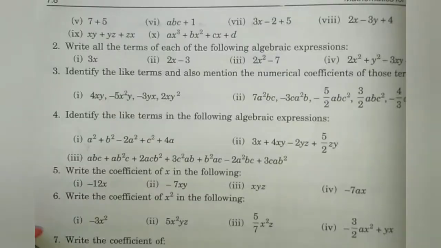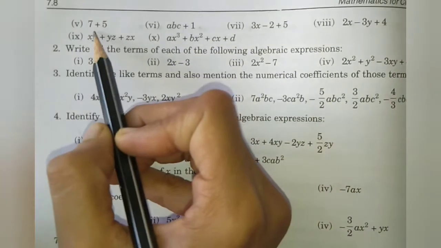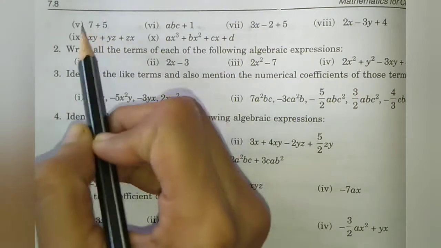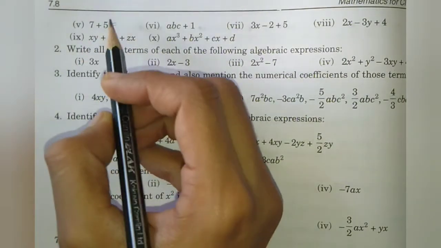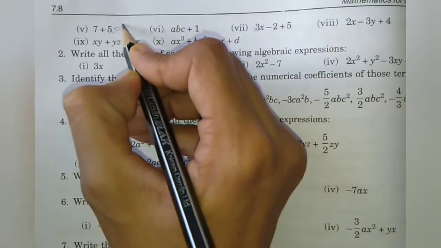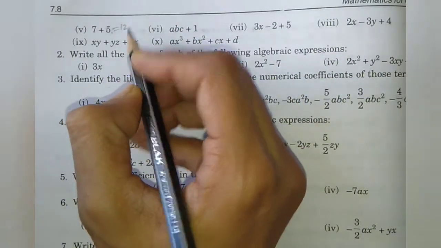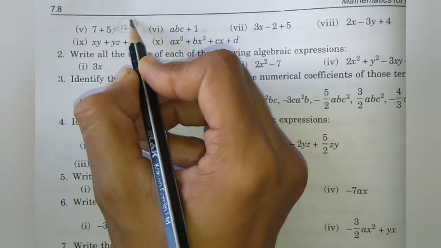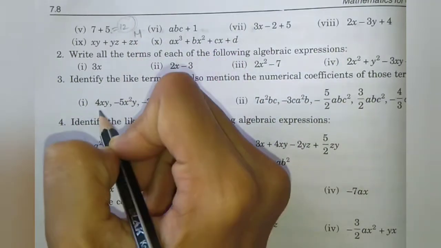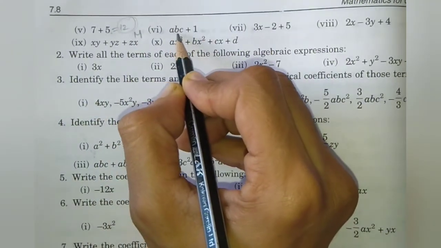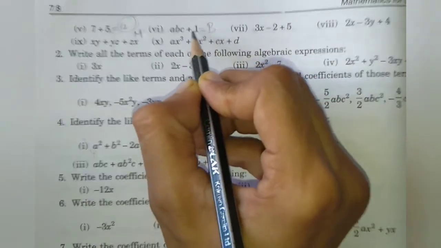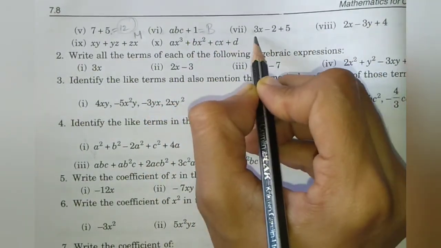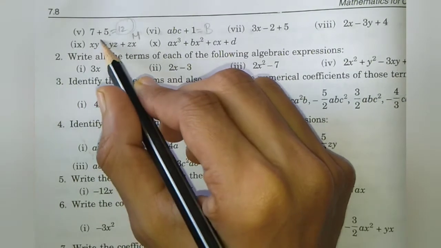Now in the fifth one we had given two like terms, because constant terms we can add, so 7 plus 5 is 12. So 12, only one term it is there, so what is it? Monomial. Then abc plus 1, so that is binomial, two terms. Here also the same thing as this fifth one.